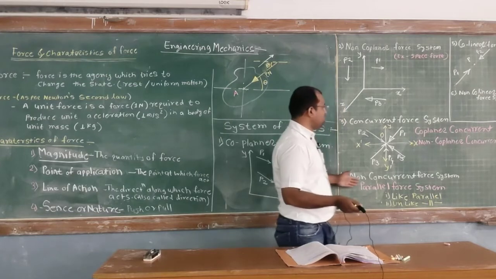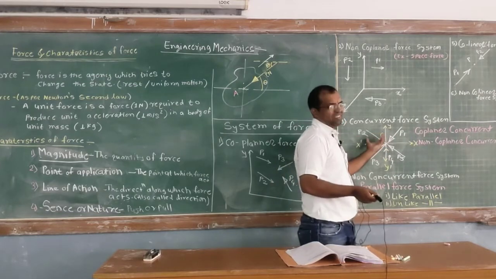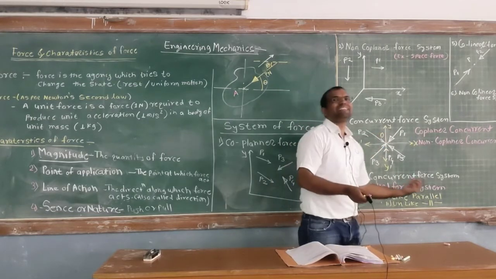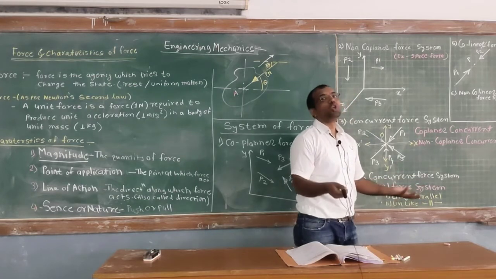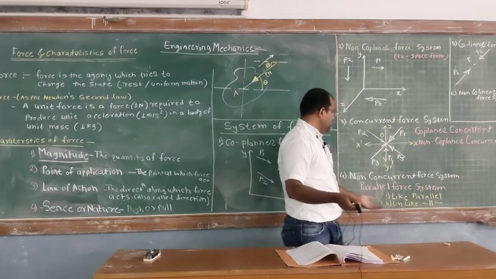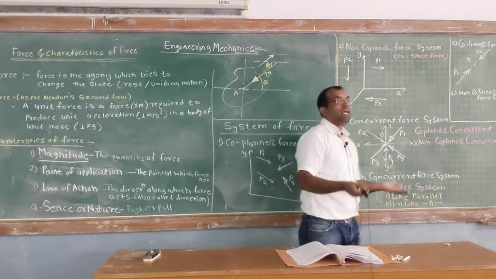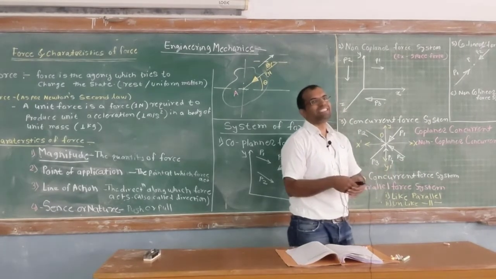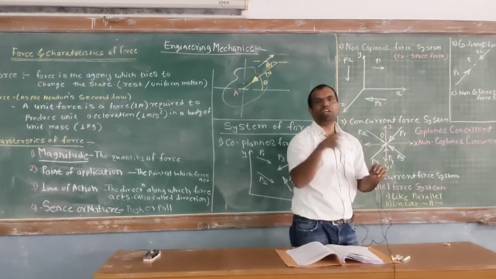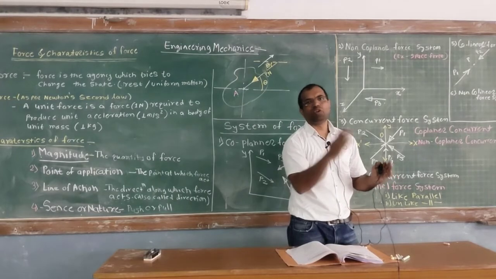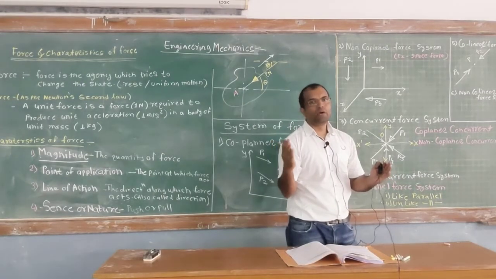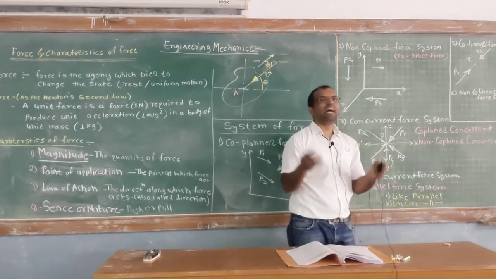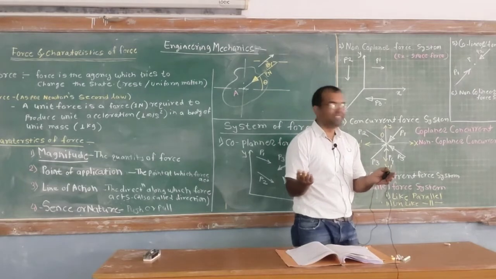Then the non-concurrent force system, exactly opposite to this. If the forces are not meeting at a single point, then it is called a non-concurrent force system. So what are the non-concurrent force systems? Like parallel forces. If the distance between two forces remains constant, then they are called parallel forces. The parallel force system is again a non-concurrent force system.